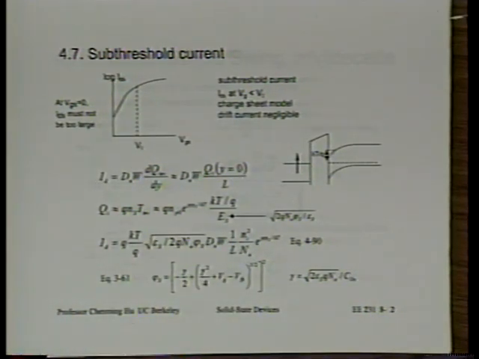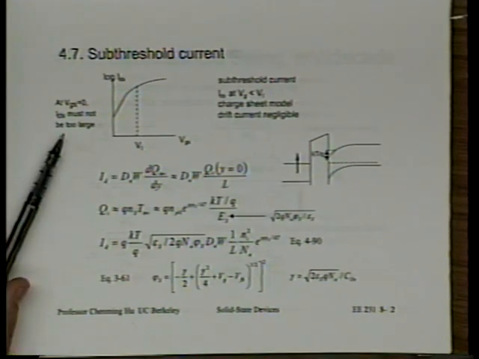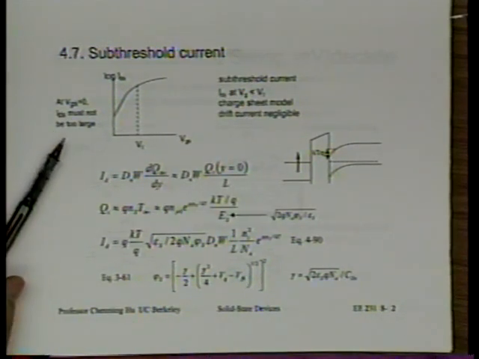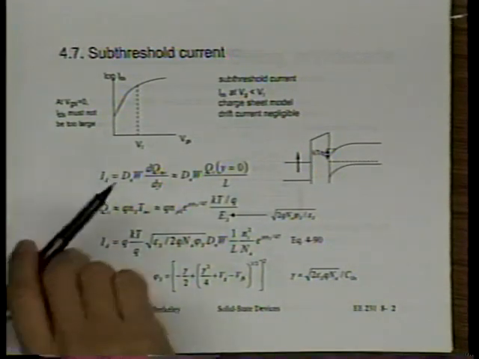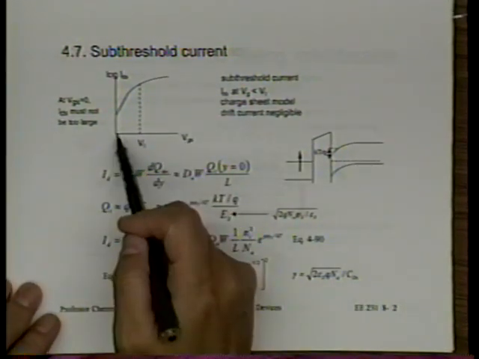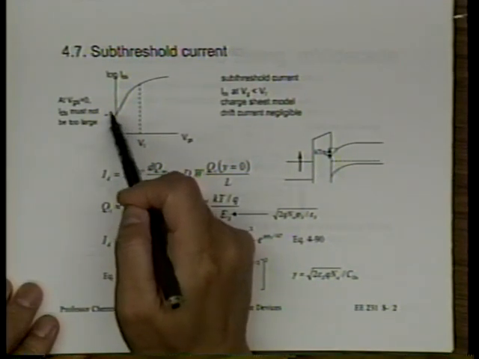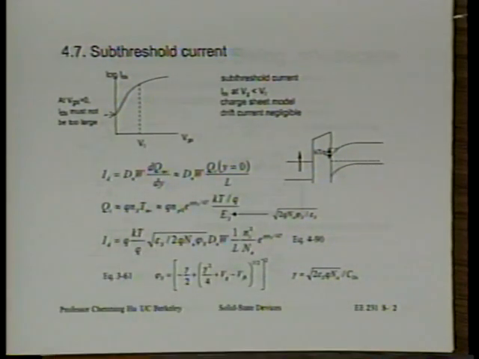The significance of subthreshold current really can be summarized by this phrase here. The important thing is we want to look at the current at VGS equal to 0. At VGS equal to 0, IDS must not be too large. In other words, looking at this point, when VGS equal to 0, because of the presence of subthreshold current, IDS is not equal to 0 at this point. Now, that's fine. We can tolerate some leakage current, but it cannot be too large.